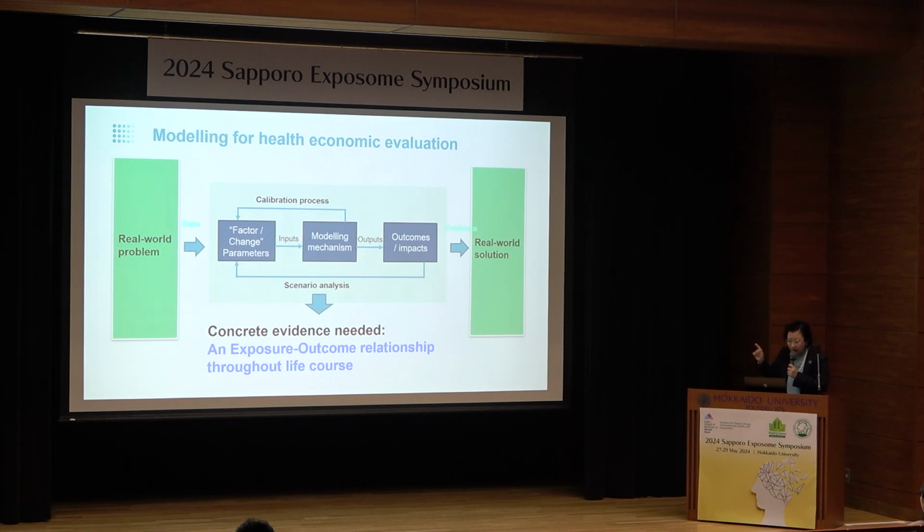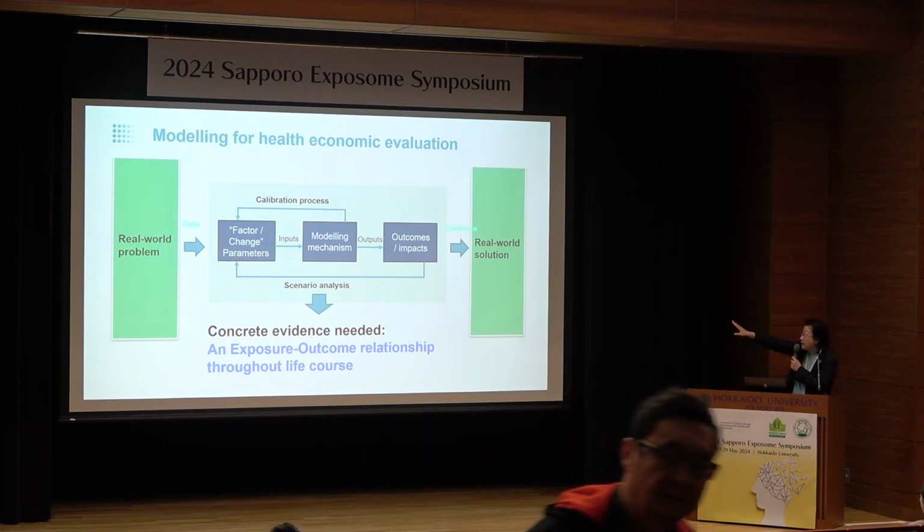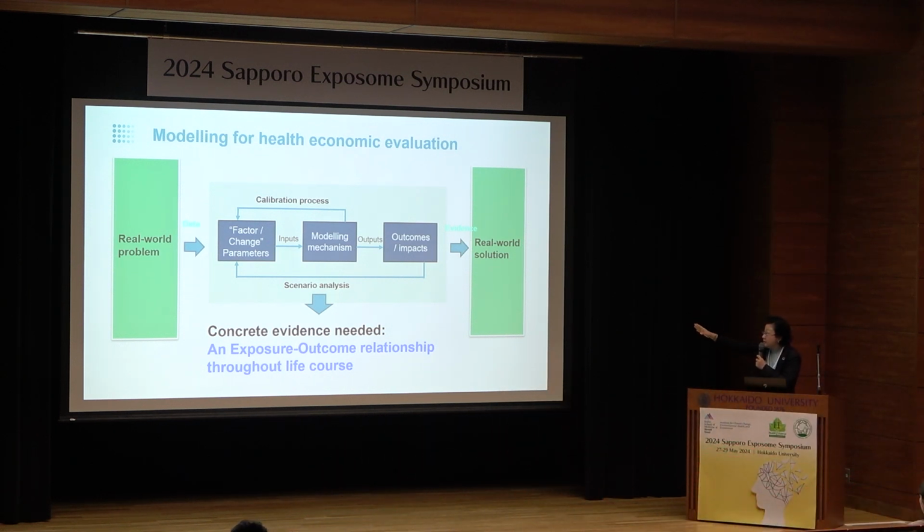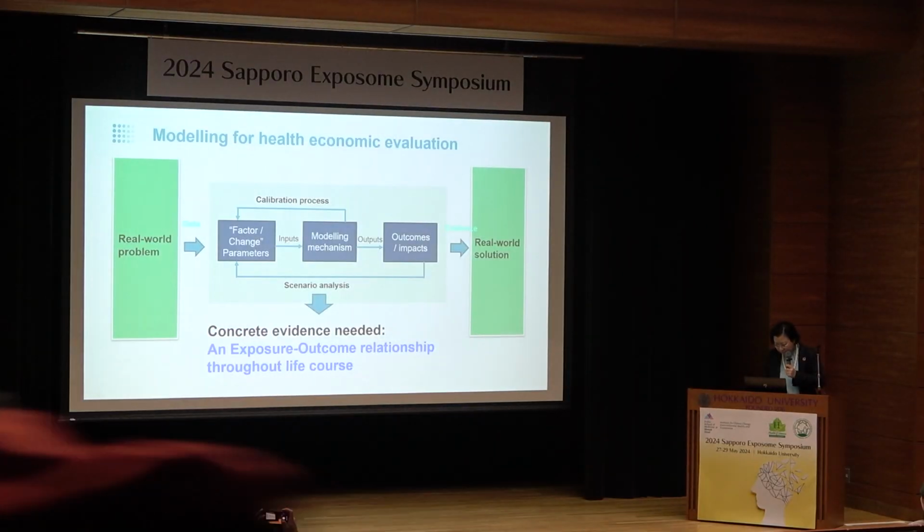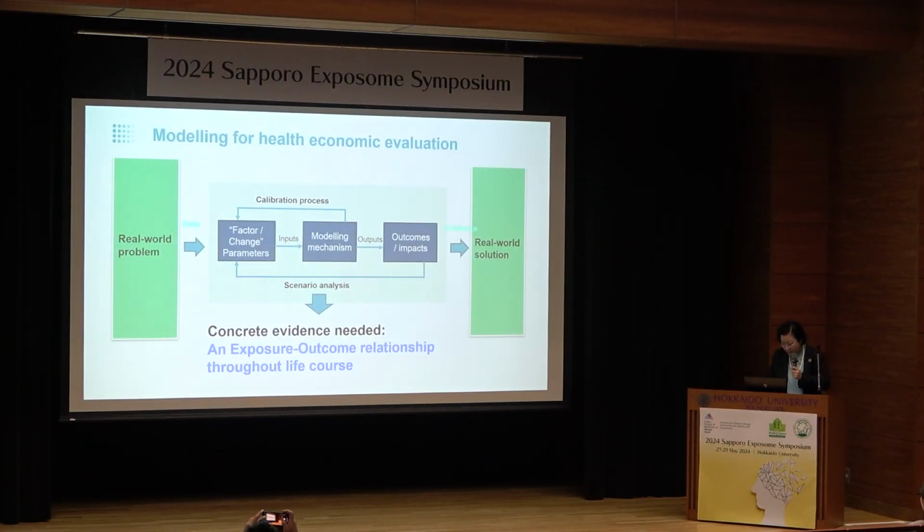So the modeling starts from a real world problem, or those questions arising from policies and from research, and you need the factors and chain parameters, which are often a variety of exposures. And by using the evidence related to the exposure-outcome relationship, you can project the outcomes and impacts. And this is the structure of the modeling.